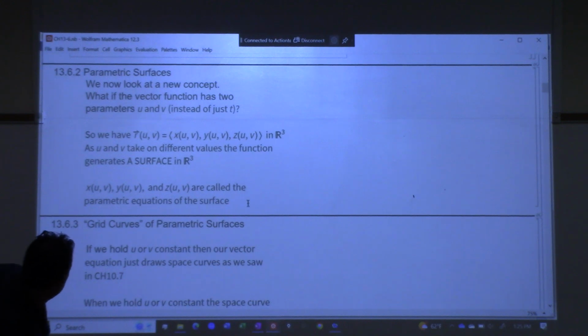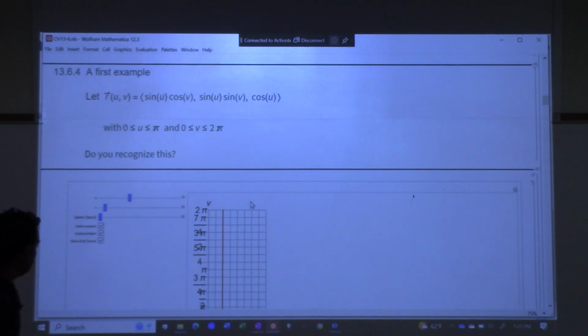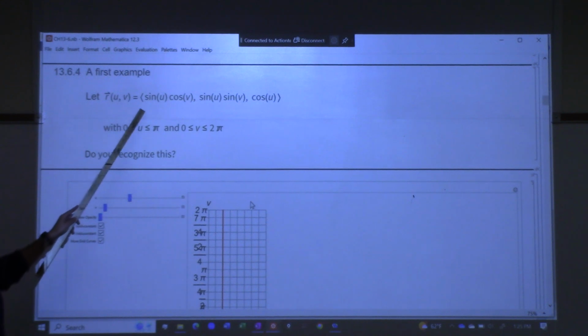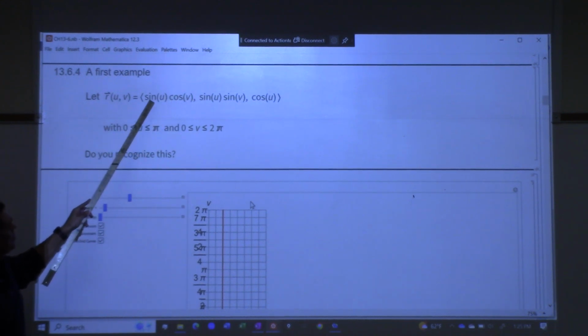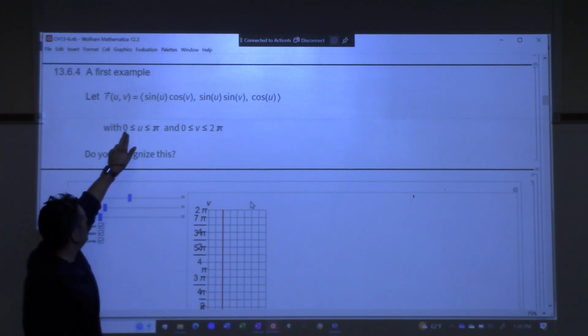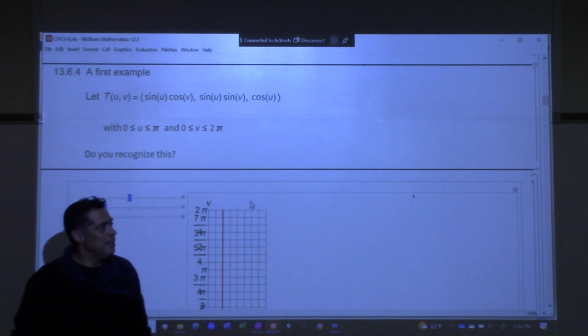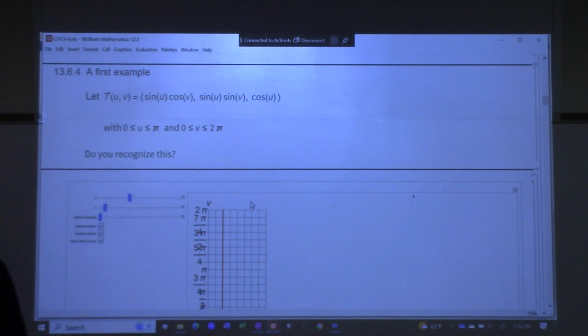So let's look at an example. I have a specific example for us to look at. On this one, r of u, v, I'm defining the first component function to be sine u cosine v, the second one sine u sine v, and the last one cosine u. And I'm asking you to restrict u between 0 and pi, and then v between 0 and 2 pi. And I ask here, do you recognize this? Does anyone recognize that at all? What is it?